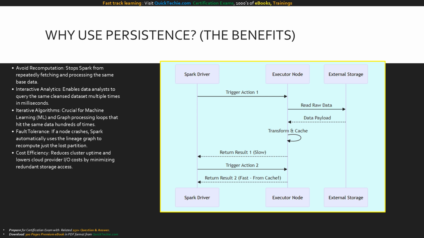But pay close attention to Action 2. When the driver requests the second action, the executor does not talk to the external storage layer at all. It grabs the data right from its own local cache. That second round trip is incredibly short, cutting out network latency and disk seeks completely. This visualizes exactly why caching is the silver bullet for iterative workloads. You pay the heavy storage I/O and processing penalty exactly once, reaping the performance rewards on every single subsequent query.